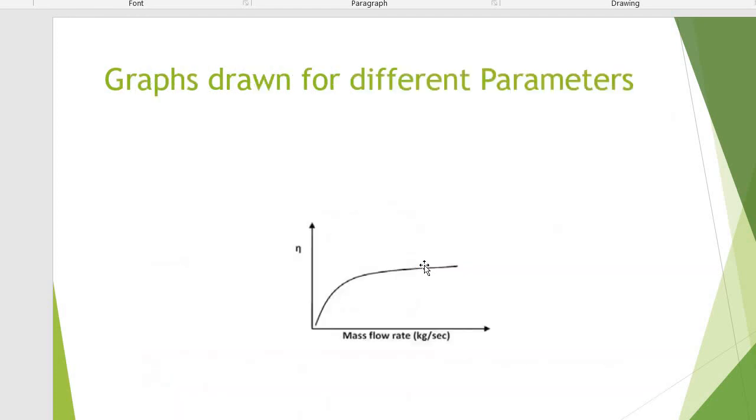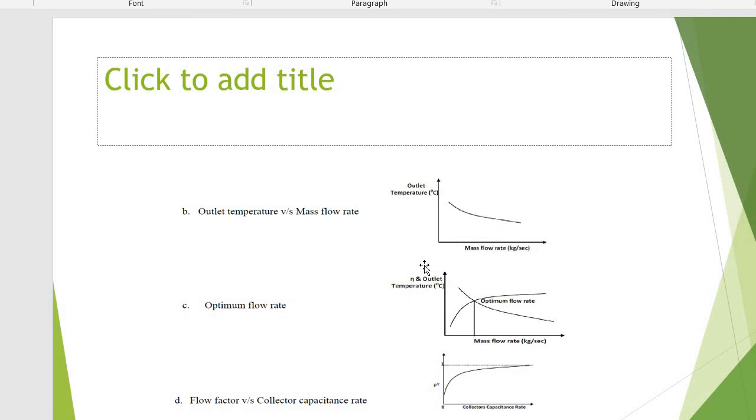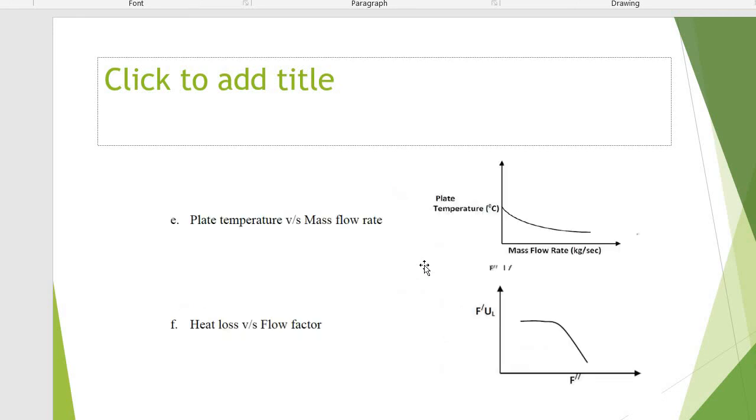These are the graphs drawn and inferred from different readings. This is the efficiency versus mass flow rate graph. Next are the outlet temperature versus mass flow rate graph, optimum flow rate graph, flow factor versus collector capacitance rate graph, plate temperature versus mass flow rate graph, and heat loss versus flow factor graph. When we have the setup and calculate these parameters, we will get these kinds of graphs. If you have any queries, you can contact me and ask.